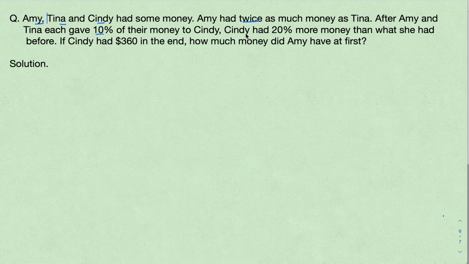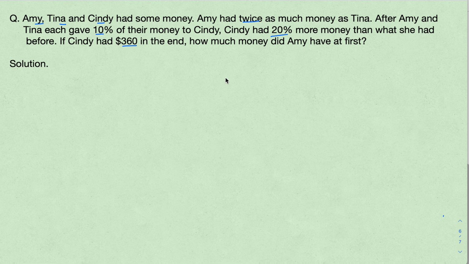Now after receiving this money from Emmy and Tina, Cindy had 20% more money than what she had before. Means after receiving the money from both of them, she is now having 20% more than what she was having earlier. If Cindy at the end is having $360, we have to find out how much money Emmy had at first. It's quite a long problem, right? So let's start doing it.